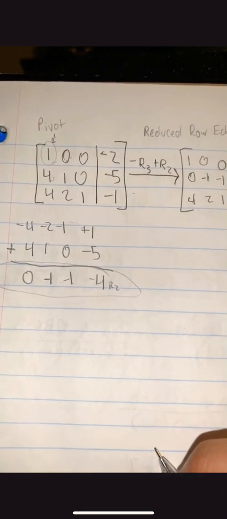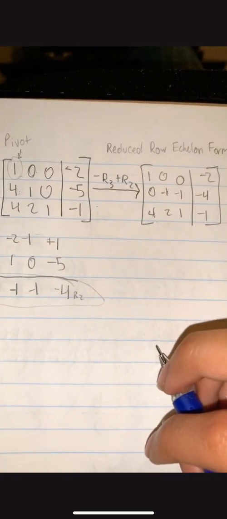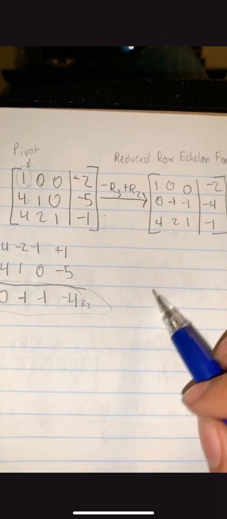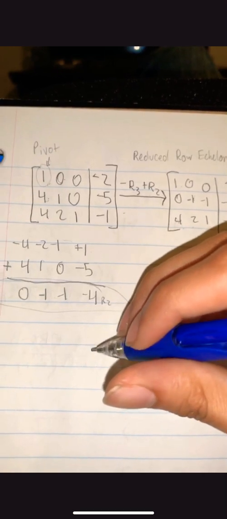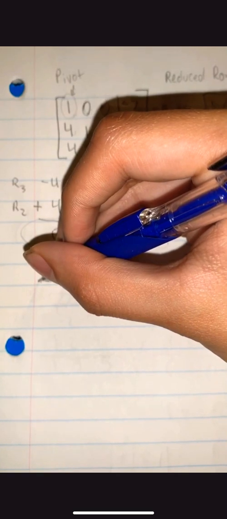So now our next step, now that we have this, our next step is to get this 4 right here to be a 0. So to do that, we will multiply row 1 by -4, and we'll add row 3, so this will become a 0. So we can do that. So I'll write that out here. So we will be doing -4r1 plus r3.